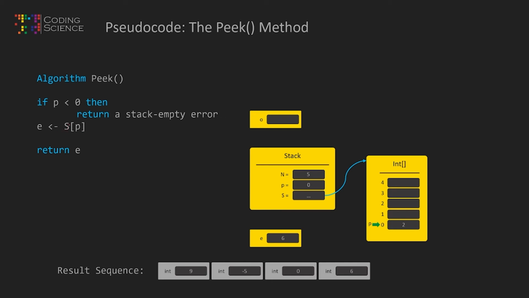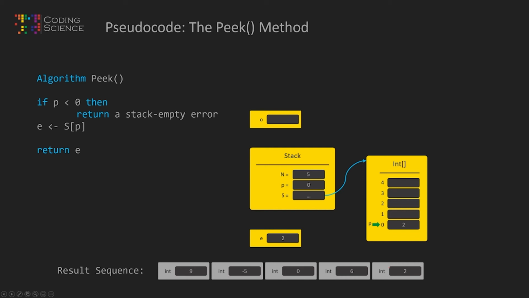Here we take the value from the array S at the position P, which here is the value 2, and we'll put it into the variable E. There we go. And then we will return E. So in our sequence of results, we'll get the number 2 here.